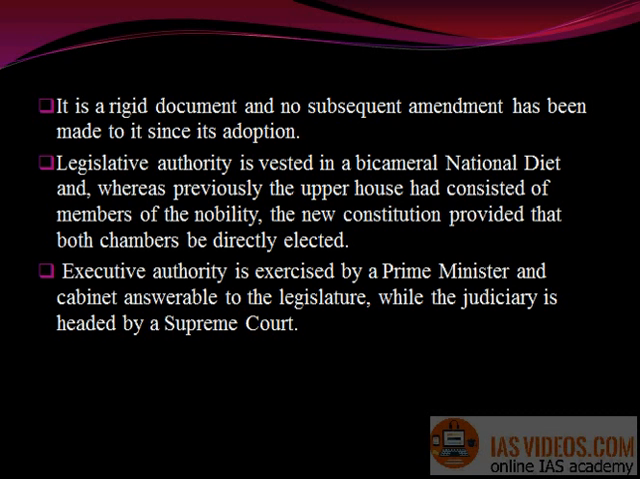Legislative authority is vested in a bicameral National Diet and, whereas previously the upper house had consisted of members of the nobility, the new constitution provided that both chambers be directly elected. Executive authority is exercised by a prime minister and cabinet answerable to the legislature, while the judiciary is headed by a Supreme Court.